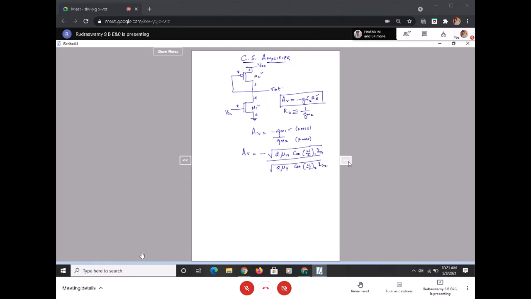If I cancel the equivalent terms, what will it be left with? Yes, mu n by mu p, W by L1, this is the square root of mu p into W by L into 2. What happens to ID1 and ID2?